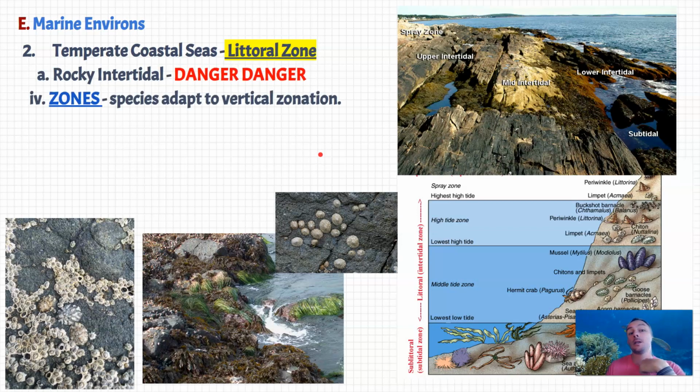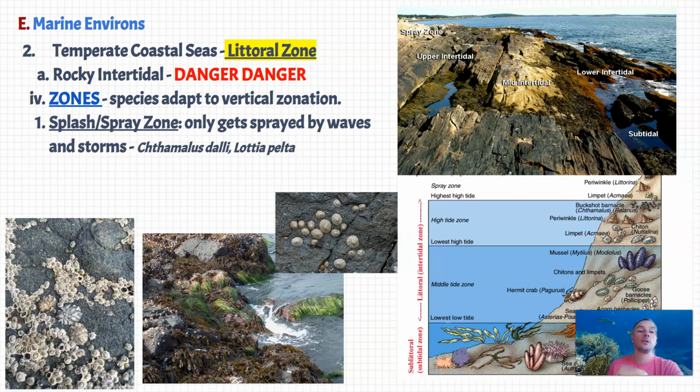Okay, so we call this vertical zonation because these zones basically run vertically, right? Your spray zone's at the very highest, and then you move down vertically into your low tide zone, and then finally your sublittoral in there. Okay, so the very high zone, the highest of the high zones, is the splash or the spray zone. Only gets sprayed by waves and storms.